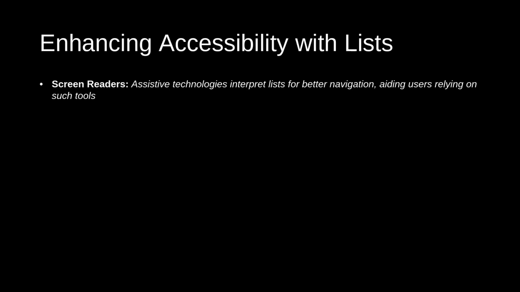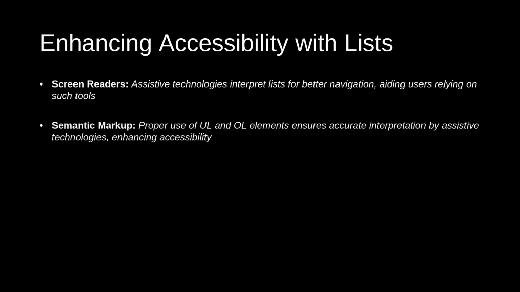Screen readers. Screen readers and other assistive technologies interpret lists to provide context and navigation cues for users. Users relying on such technologies can navigate through the list items more efficiently. Semantic markup. Properly using an unordered list and an ordered list element with their corresponding list items ensures that the content is semantically structured. This improves accessibility by enabling assistive technologies to interpret the content accurately.